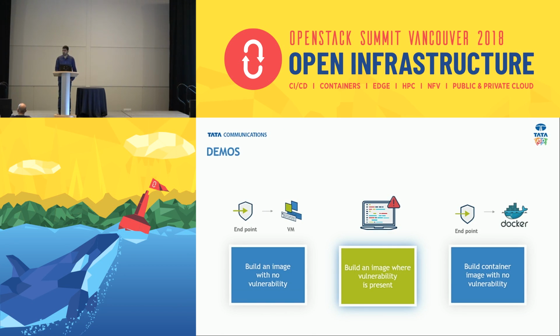So here, our framework primarily consists of 3 phases: building, scanning, and publishing. In building, as we talked earlier, we use Packer as an image building tool, primarily because of its provisioning capabilities, where you can use customized scripts and customize the image the way you want. And for scanning, we use OpenSCAP, which is widely used for vulnerability assessment.